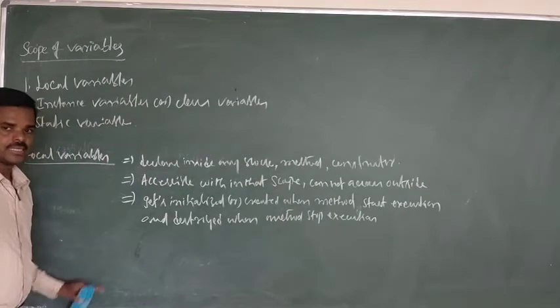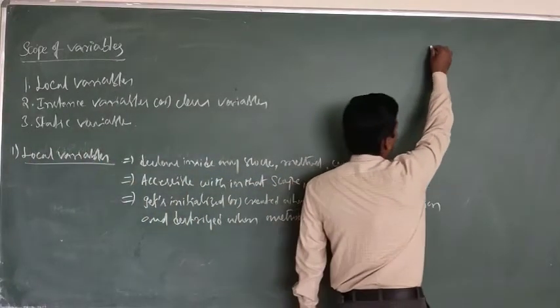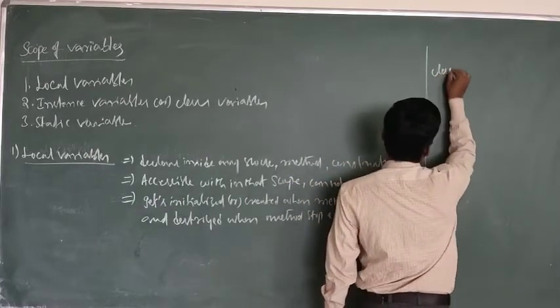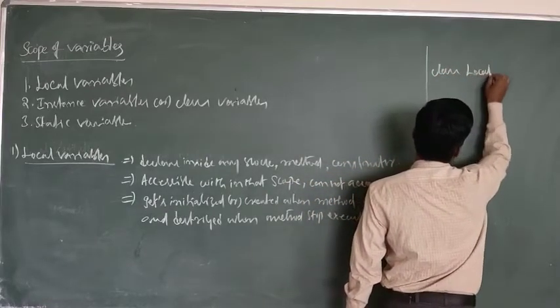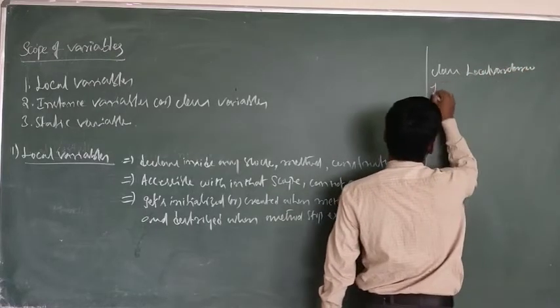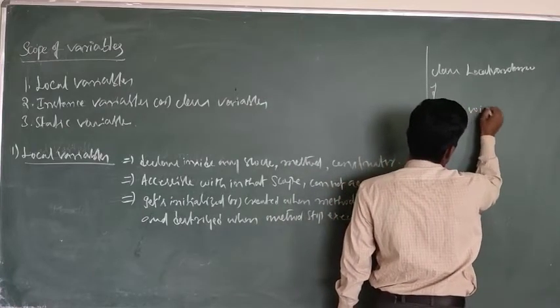Now we will see one example of local variables. Class LocalVariableDemo, static void.